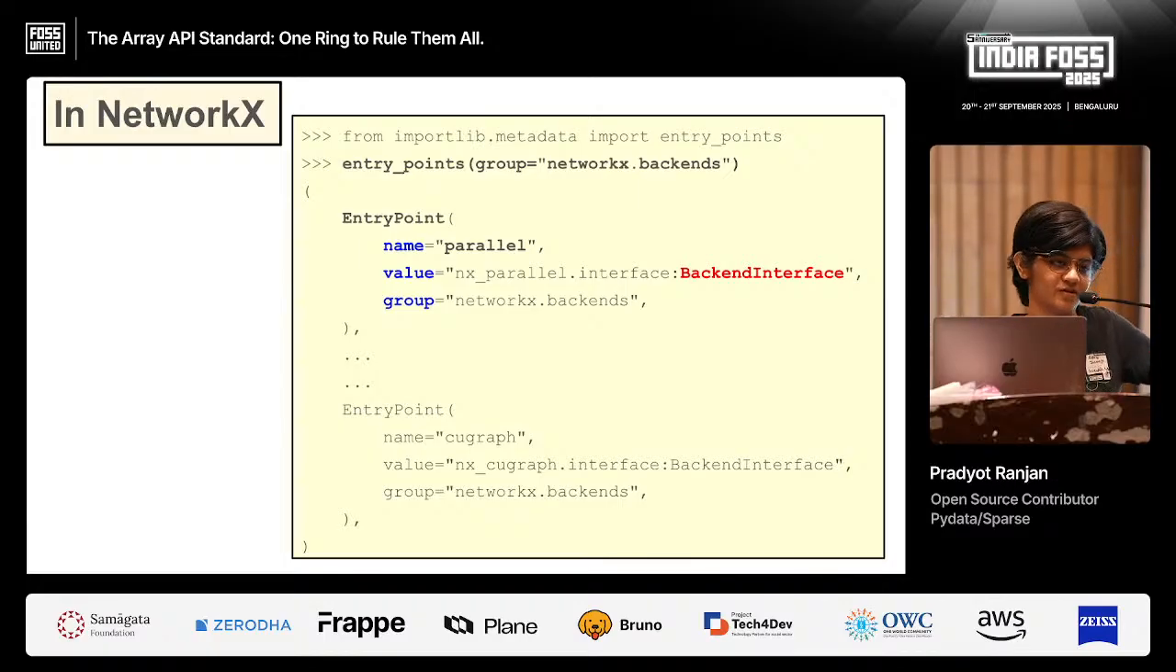We just have to call this entry point function, and it groups all the packages which have this entry point with the group name networkx.backend, like nx-parallel and cuGraph. So you can see this mapping between the name of the backend and this backend interface, which is nothing but a namespace of all the supported functions and also the convert functions, like the function to convert a NetworkX graph to an NX parallel graph, and an NX parallel graph to a NetworkX graph.